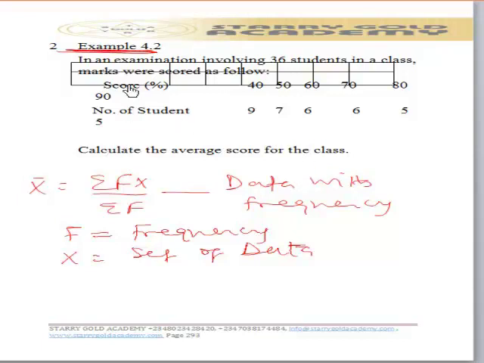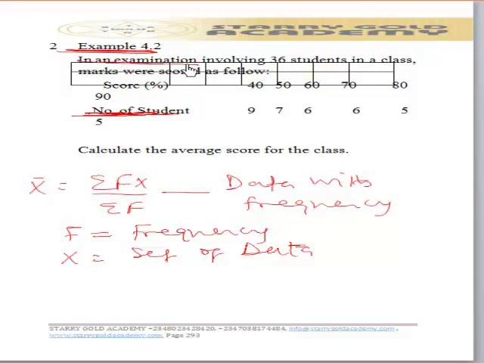So based on this question now, you can see that we have frequency. The number of students here represents frequency. So as a matter of fact, we are not going to deal with it the way we dealt with the previous example. Because it included frequency, the formula has changed to summation fx all over summation f. So let's look at this question.